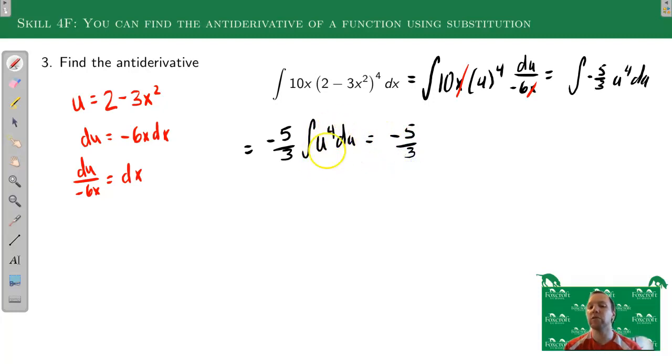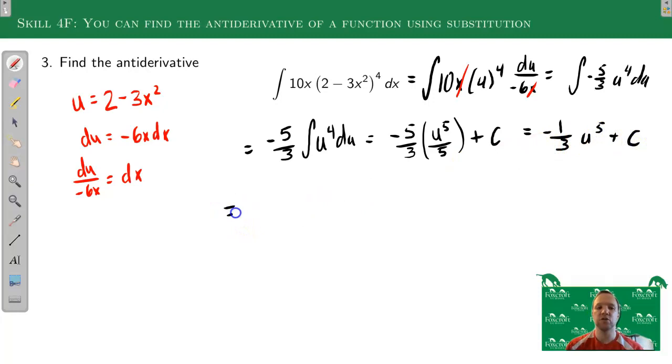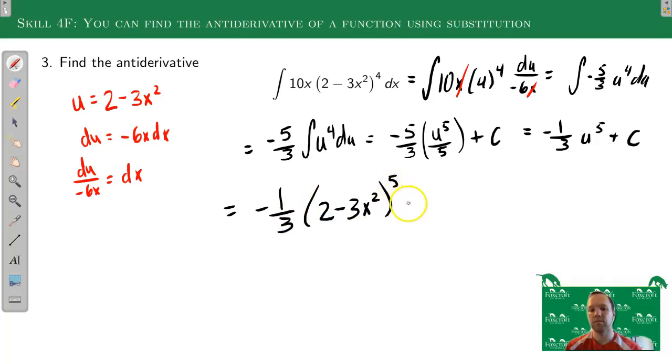So my antiderivative of u to the 4th is u to the 5th over 5. Here the 5s are going to cancel out, so that's negative 1/3 u to the 5th. And I replace u, it's negative 1/3 times (2 minus 3x squared) raised to the 5th, plus c.